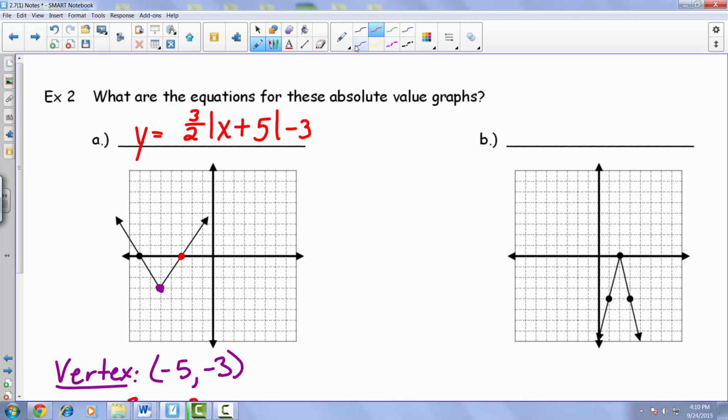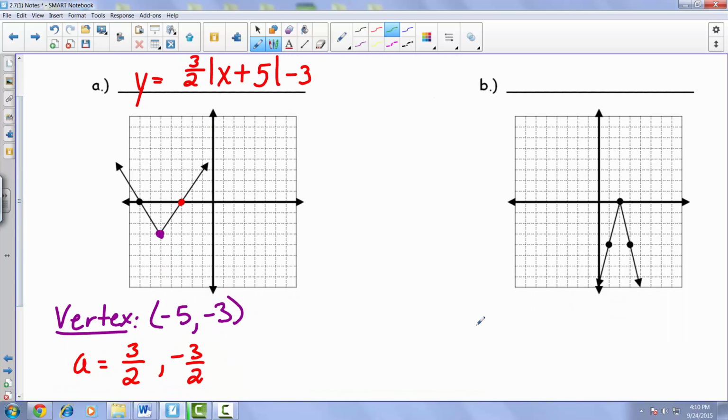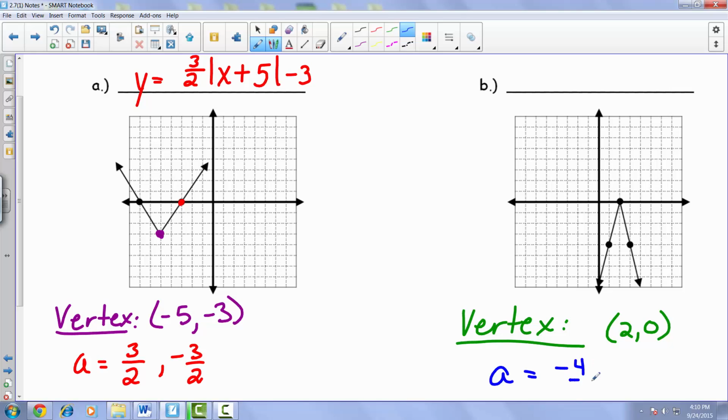For b, it's the same idea, same exact set of steps. We first identify the vertex. So it looks like our vertex happens to be at 2, 0. For our slopes, we see that this thing is going downwards. And because it's going down, looks like 4 over to the right 1, our slope would be negative 4 over 1, which is the same thing as saying negative 4.